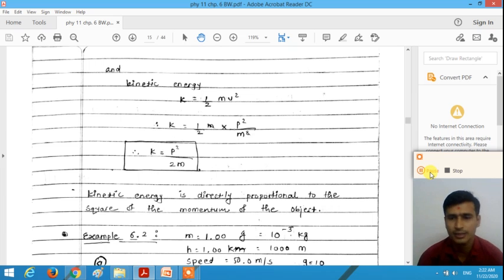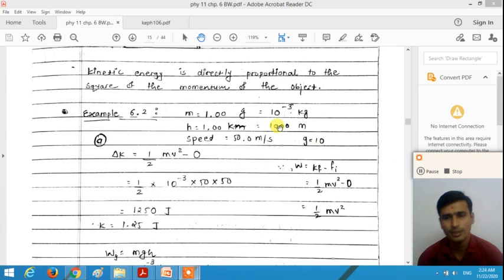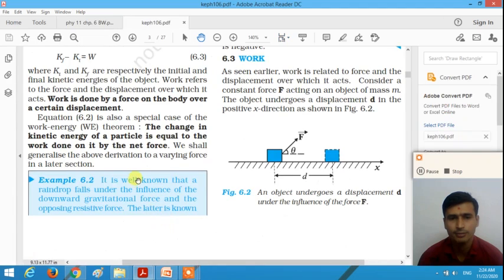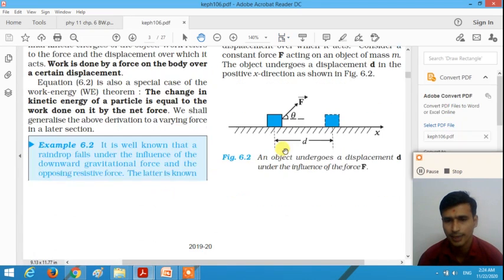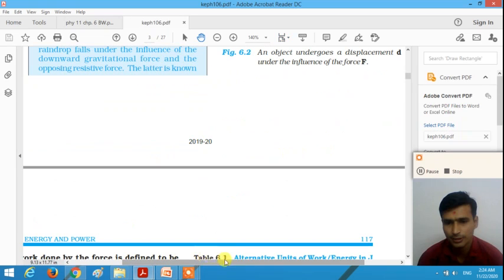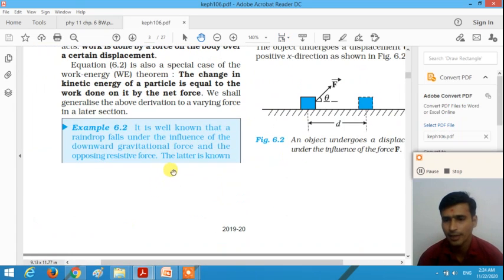So this question is important for the exam also. Define the kinetic energy and derive the relation between the kinetic energy and the linear momentum. Understand? So now dear student, let us take one example. Example 6.2 of the textbook, on page number 116. Right? Page number 116, example 6.2 is given to you.